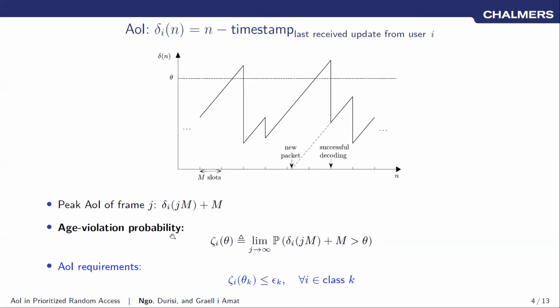The age violation probability is defined as the limiting probability that the age at the end of a generic frame exceeds a certain threshold. Later on, we'll see that the age process is ergodic Markovian, so this limit exists. To keep the updates fresh, we want to satisfy some age requirements in the sense that the age violation probability for a certain threshold theta k is smaller than a small value epsilon k for all users in class k.